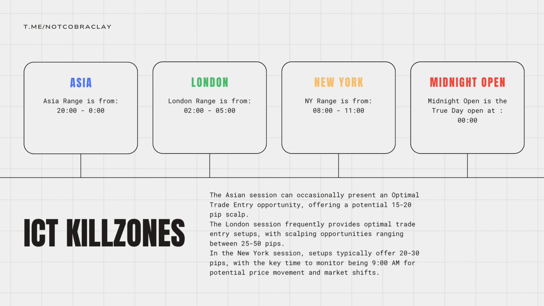The London session frequently provides you optimal trade entry setups with scalping opportunities ranging between 25 and 50 pips. Some of the times you will have CPIs, some of the times you will have no news, but just high volatility of the New York's or London banks, and also European banks coming into the market and Frankfurt banks pushing the market in a direction. In the New York session, setups typically offer you 20 to 30 pips, so something around like London, just smaller retracements, pullbacks, or whatever, with the key time to monitor being 9 a.m. for potential price movement and market shifts, which we will get into in CRT.